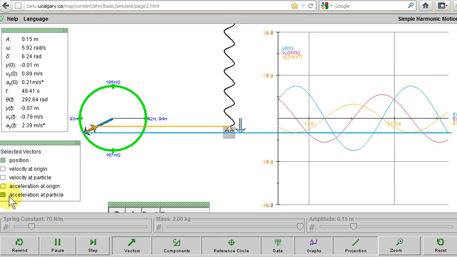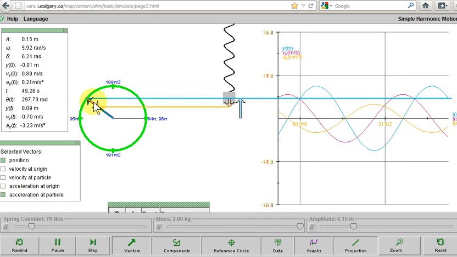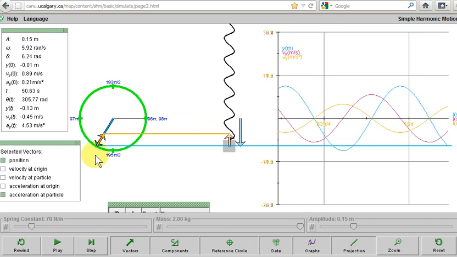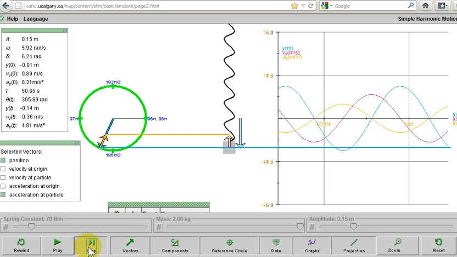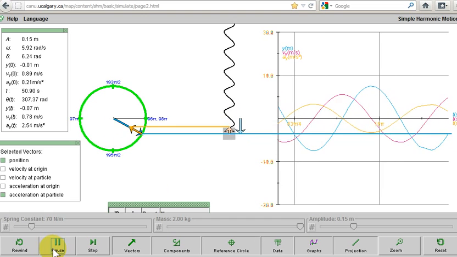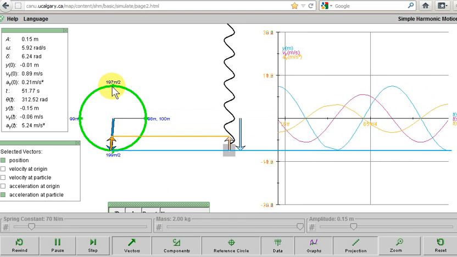We can also look at the acceleration of the particle. We can see that the magnitude of the acceleration of this point on the circle is equal to the magnitude of the maximum acceleration of the mass. If we step through this, see when the point is on the lowest point of the circle, the magnitude of the acceleration of the point is equal to the magnitude of the maximum acceleration of this particle. Acceleration decreases, then reaches a maximum up here as well.